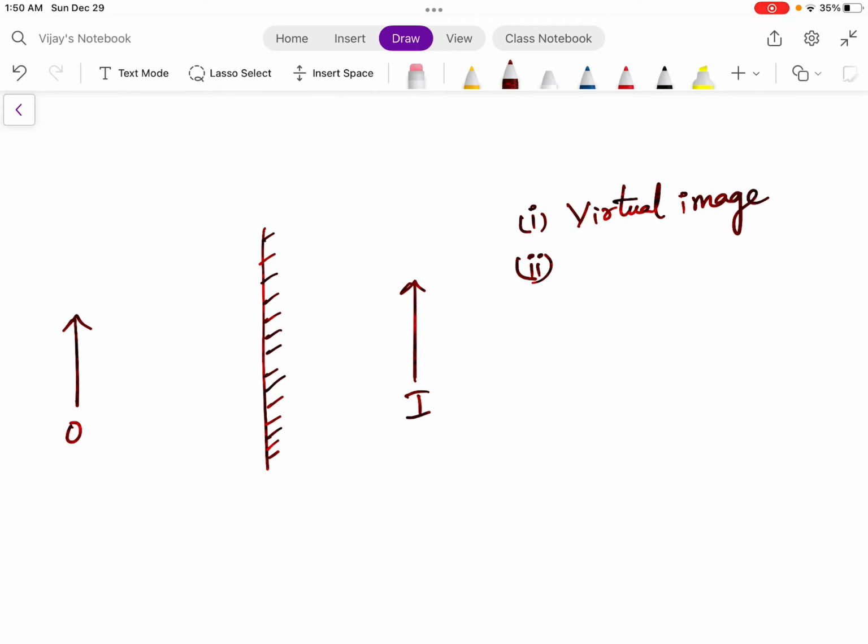Second point, see, this is the plane mirror. From the object to the mirror, you measure the distance. That is called the object distance. Again, from the mirror to the image, you measure the distance. That distance is called the image distance. Now what happens is, in a plane mirror, the value of object distance is equal to the value of image distance. That means if object distance is 30, image distance will also be 30. That means if we keep an object in front of a plane mirror, let's say 20 centimeters, the image will also be formed 20 centimeters behind the mirror.